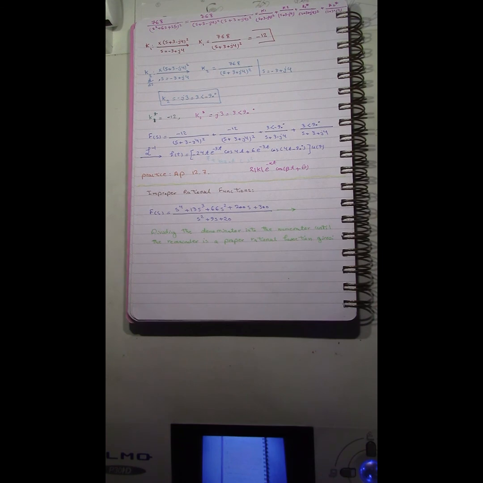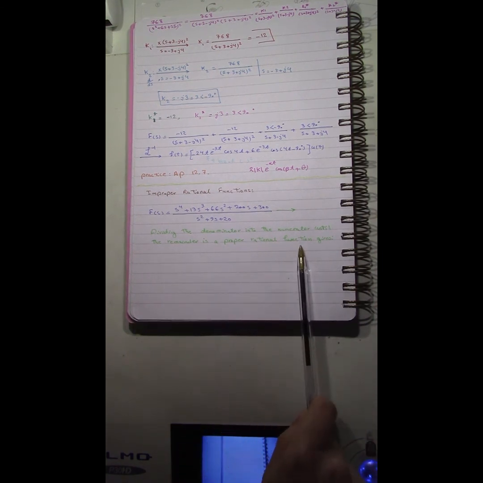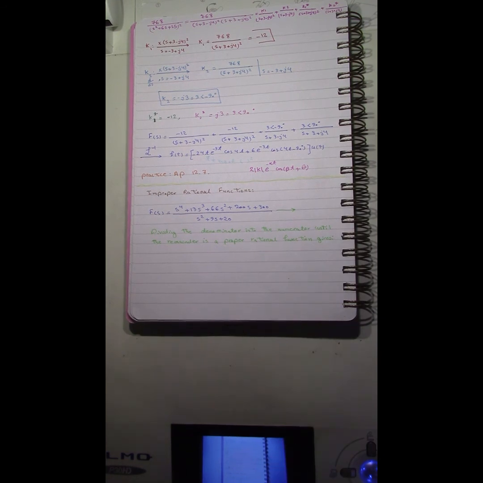So, dividing the denominator into the numerator until the remainder is a proper rational function. So we need to divide. I hope you know how to divide. Do you know how to divide numerator by denominator? How? Synthetic division. What's that? Like synthetic division. Okay, how do you divide? Go ahead, do it.